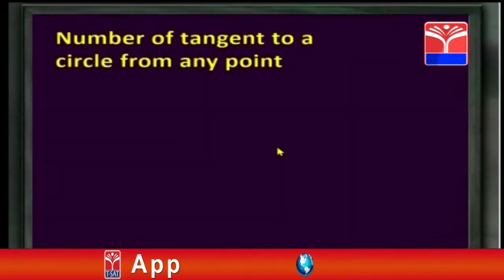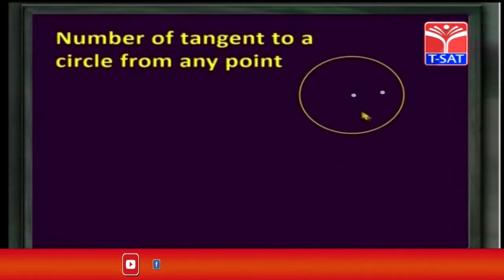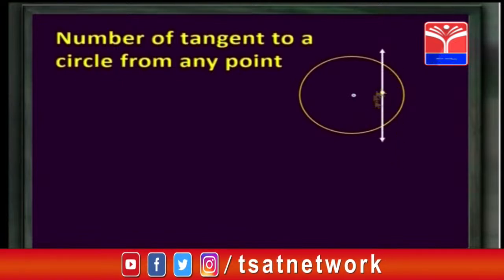Now let us see the number of tangents to a circle from any point. This is a circle O and this is a point which is inside the circle. So if a point is inside the circle, can we draw any tangent?